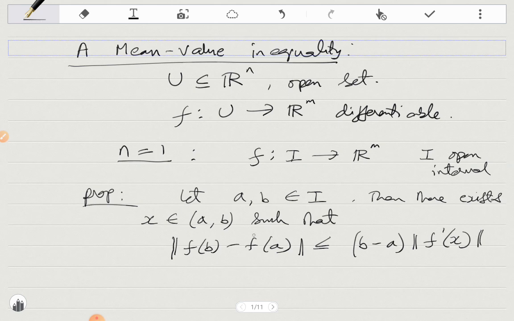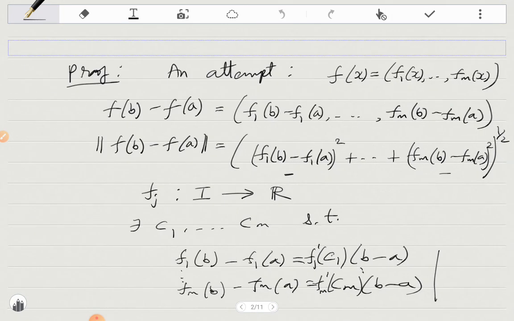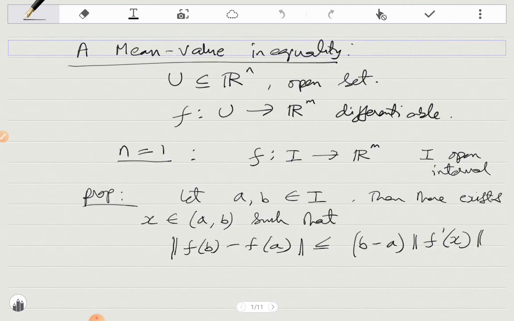And the statement is the following. If I take 2 points in the interval, then there exists x in between those 2 points. I'm assuming a less than b, such that the norm of f(b) minus f(a) is less than or equal to (b minus a) times the norm of f prime of x. Yeah, there exists x such that I have this.